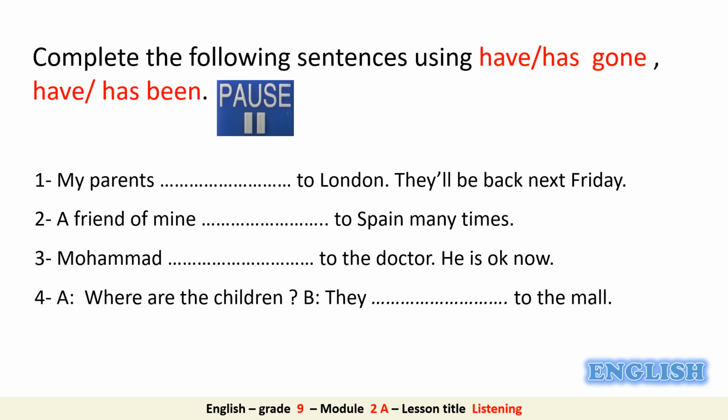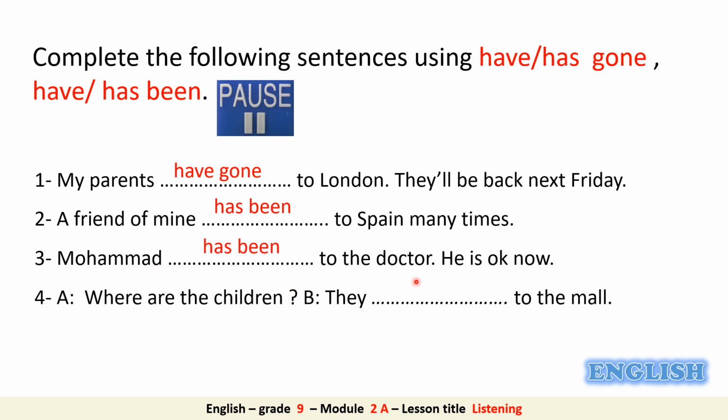What do you think? Excellent, it's have gone. Why? Because my parents are still in London. They'll be back next Friday. Excellent. Number 2, what do you think? Very good, it has been. Why? Because my friend has visited Spain many times, but now he is not there. He is home, maybe.